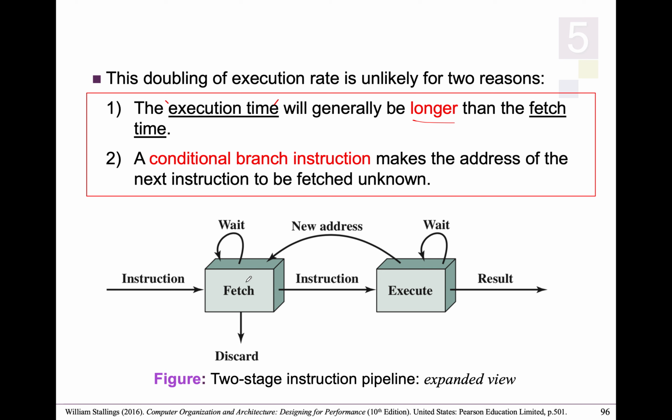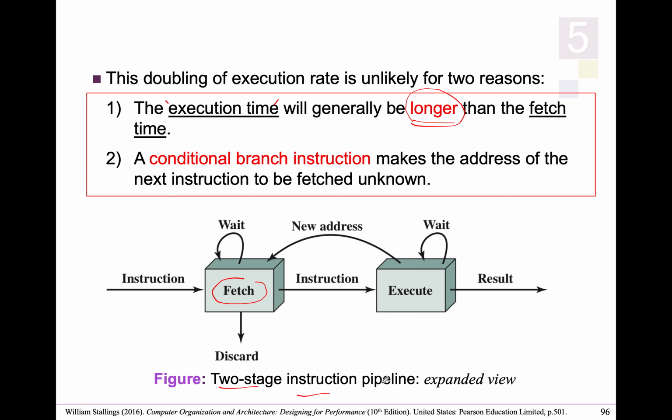Let's say you have an instruction, you do the fetch. Sometimes you're going to wait until your fetch is finished, or maybe you directly discharge. Then you're going to proceed with the next step, which is your execution. The execution time should normally be longer than your fetch time. A conditional branch instruction makes the address of the next instruction to be fetched unknown. So you can see this is the flow.